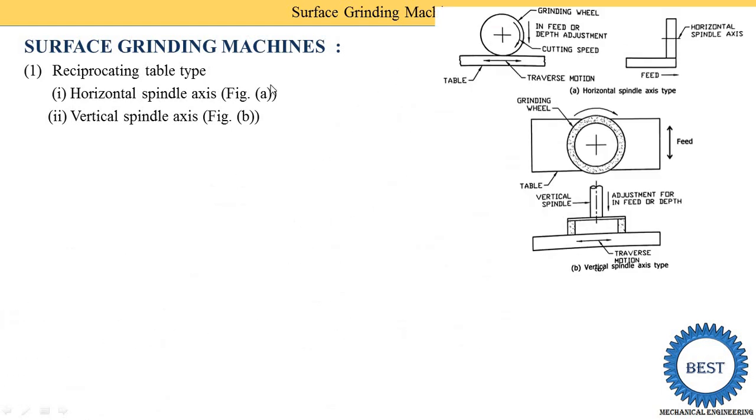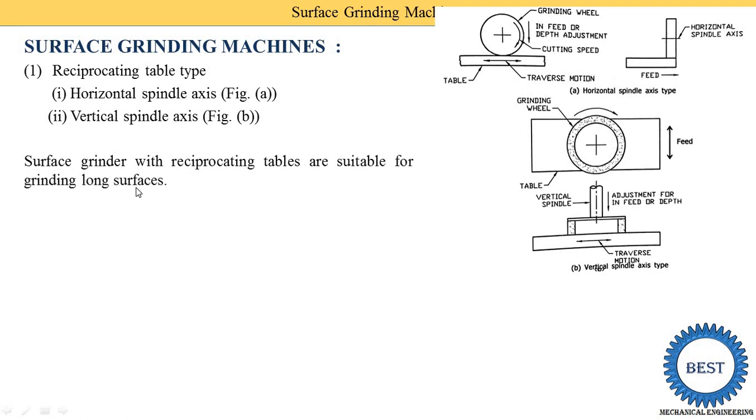Now first we understand the reciprocating table type, in which there are two types, horizontal and vertical. This figure indicates the horizontal spindle axis. In this image, this is a side view and this is the front view. In the side view you see our grinding wheel, and this wheel is mounted on the spindle axis. When we see from the front it looks like a circular component, and the table has the transverse motion as well as the feed. This is the vertical spindle table that we will understand later on. First we complete the horizontal spindle axis type.